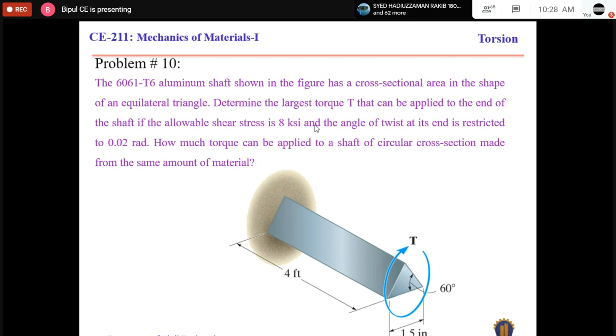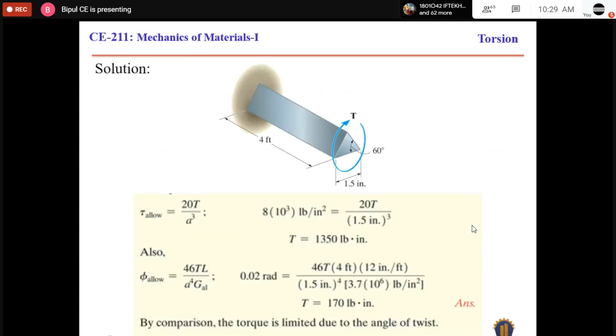So we have to determine the largest value of applied torque that will develop a maximum shear stress below the allowable shear stress, and that will also give an angle of twist at the free end equal to or smaller than 0.02 radian. And then another problem: how much torque can be applied to a shaft of circular section made from the same amount of material? I will explain it later.